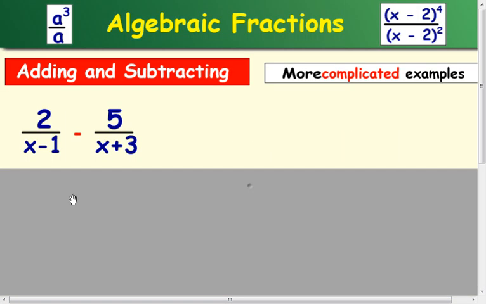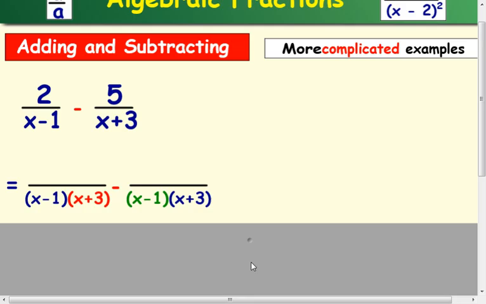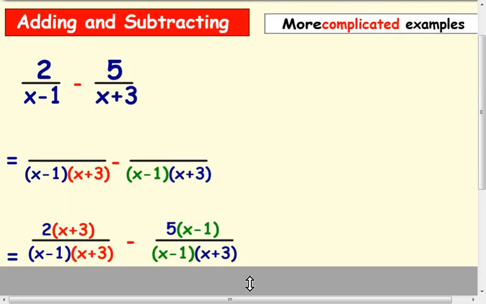Okay, let's try the same thing with a takeaway. So common denominator, just set them next to each other in brackets. x minus 1, x plus 3. Now what did you do to x minus 1? You times by x plus 3, so do the same to the top. So I have a 2 bracket x plus 3. What did you times this by? You times it by x minus 1, so do the same to the top. 5 bracket x minus 1. It's going to look like that.